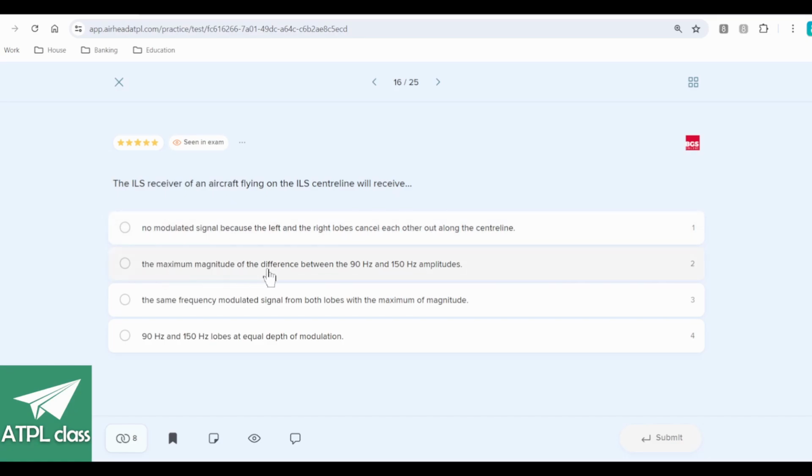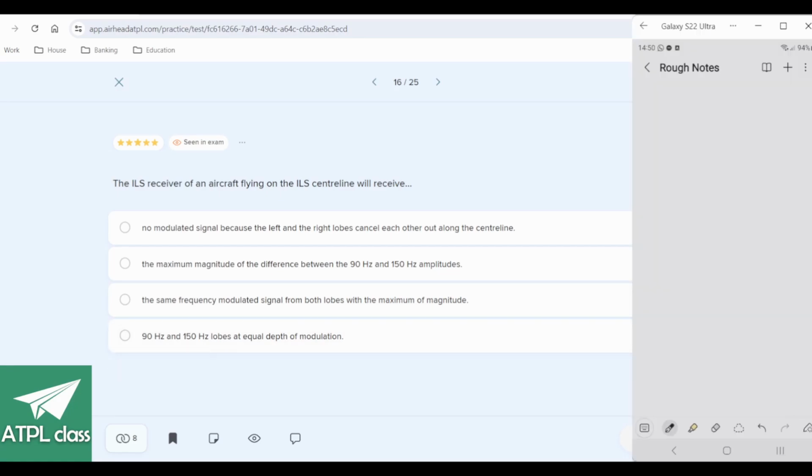The maximum amplitude of difference between the 90 and 150 Hz amplitudes. The same frequency modulated signal from both lobes with the maximum of magnitude. The 90 and 150 Hz lobes at equal depth of modulation. So, remember how an ILS works, you've got these two lobes that come out, one that's 150 and one that's 90, and they actually overlap. They don't look like that at all. They overlap, and the center line sort of runs through the middle like that. So when you are on the center line flying down like this, you get the same depth of modulation from each.